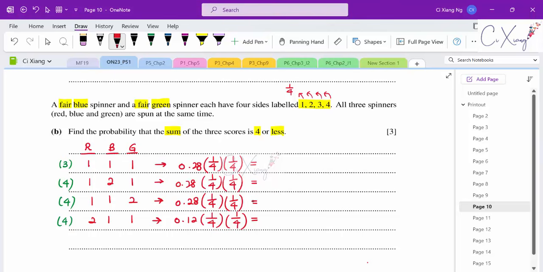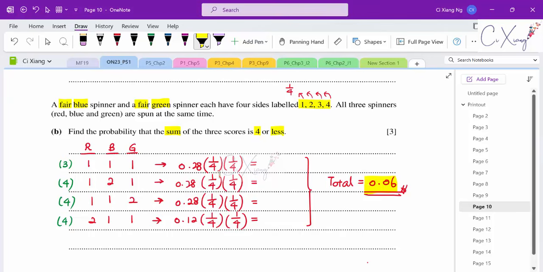Okay, all right. So I will not list out the answer for every single case here. But you try to total all these probabilities here. By right, it should equal 0.06. Okay, all right. So this is how we get the answer.